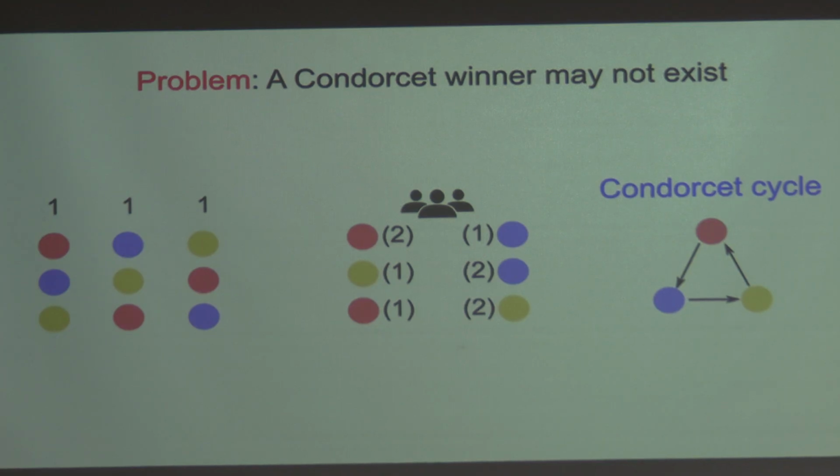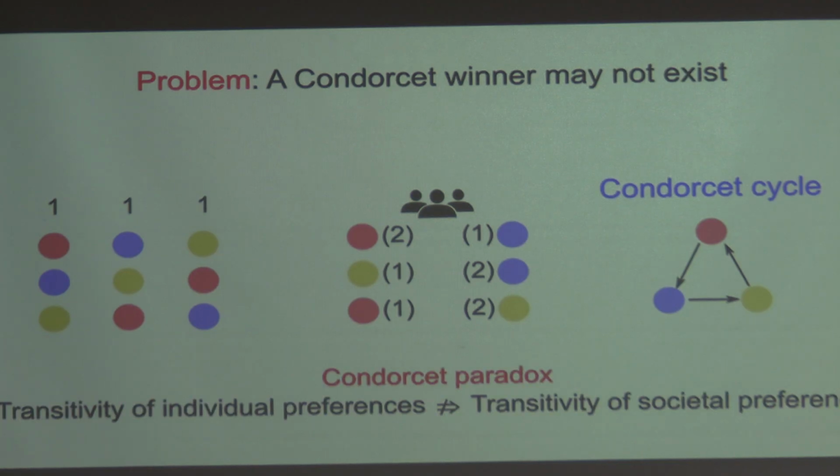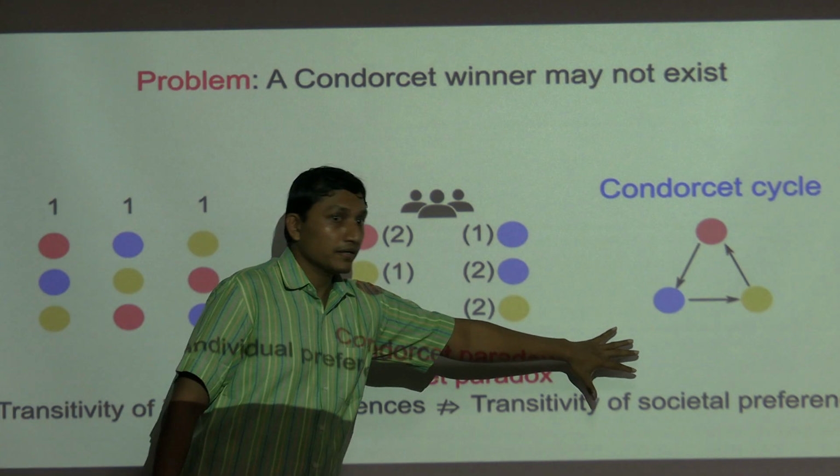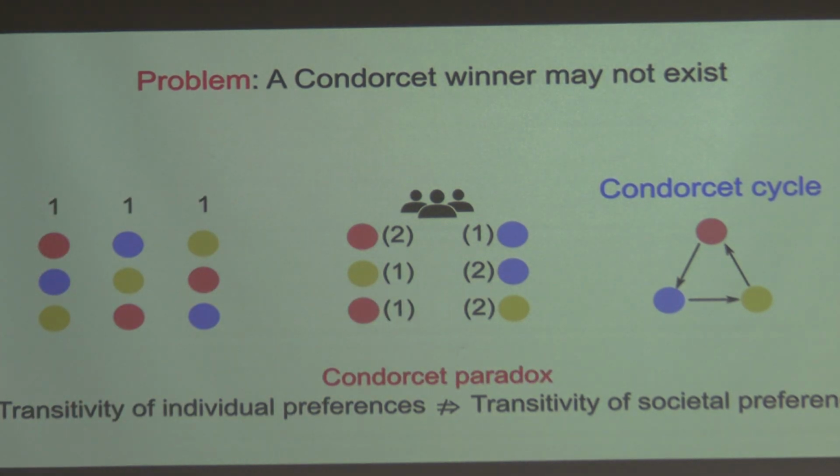So a Condorcet winner may not always exist, even on very, very simple instances. And this phenomenon is called the Condorcet paradox. Why is it a paradox? Well, it's a paradox because if you look at the individual voters, they have perfectly nice rankings of all three candidates. They have perfectly rational preferences. Every individual is perfectly rational, but the society as a whole cannot make up its mind. Society is irrational. So the paradox says that rational preferences among individuals may not translate to rational preference at the level of a society.